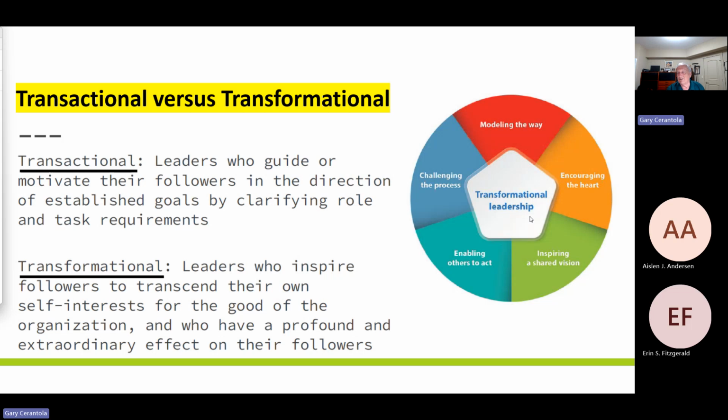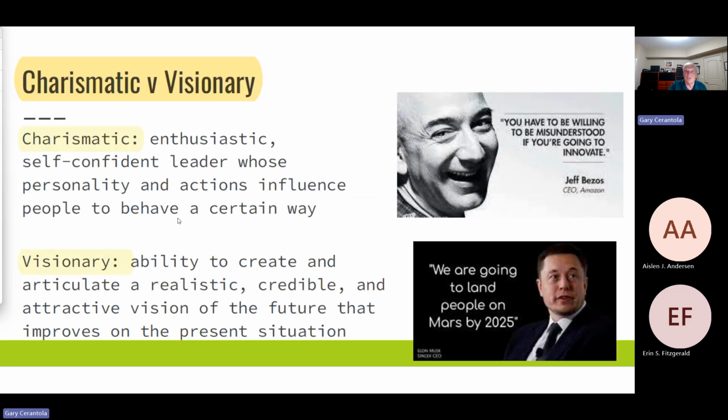And you can see here in terms of transformational leadership, enabling others to act, challenging the process, modeling the way, and modeling behavior in leadership is key. I mean, people look at what you do, not so much what you say, and that's really important. And then encouraging the heart, so you're really trying to win hearts and minds, along with supporting them physically and logistically with getting the job done, and then inspiring that shared vision, which is really key.